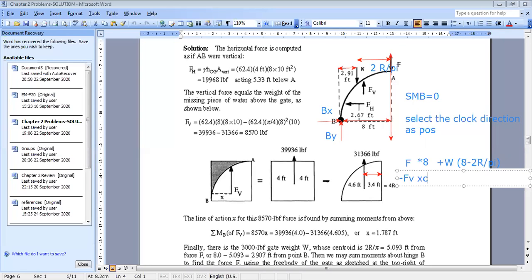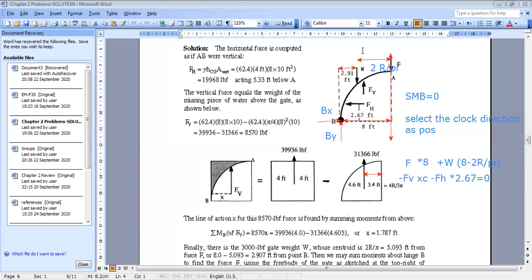And for F horizontal, the distance from B is 2.67. So minus FH times 2.67 equals 0. The only unknown in this equation is F. You get the value of F. Okay? So in this problem, we have solved what is the value of F needed to maintain the gate in equilibrium.